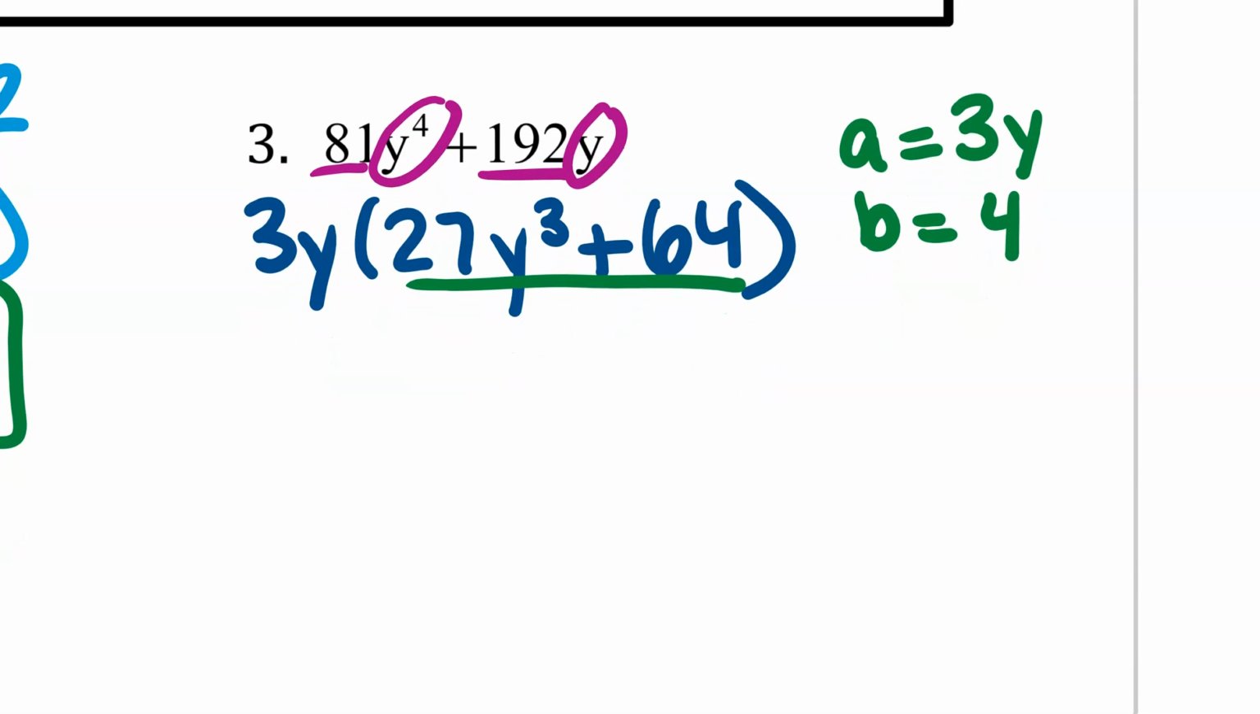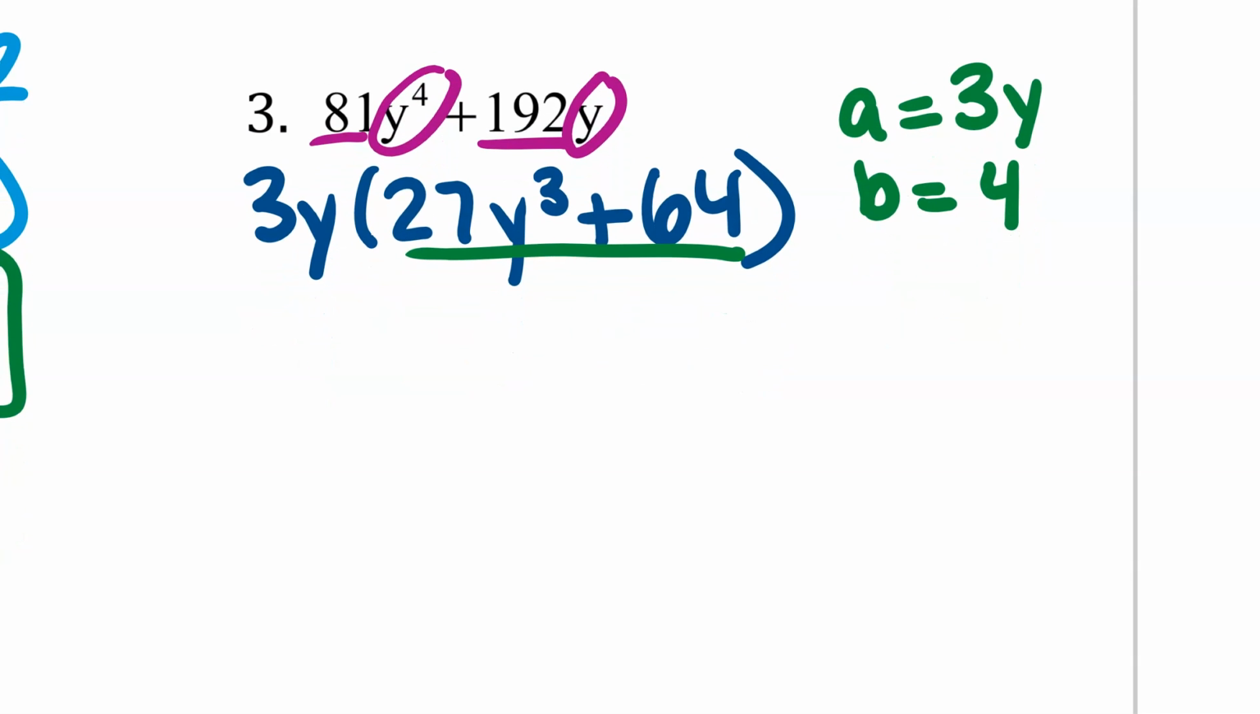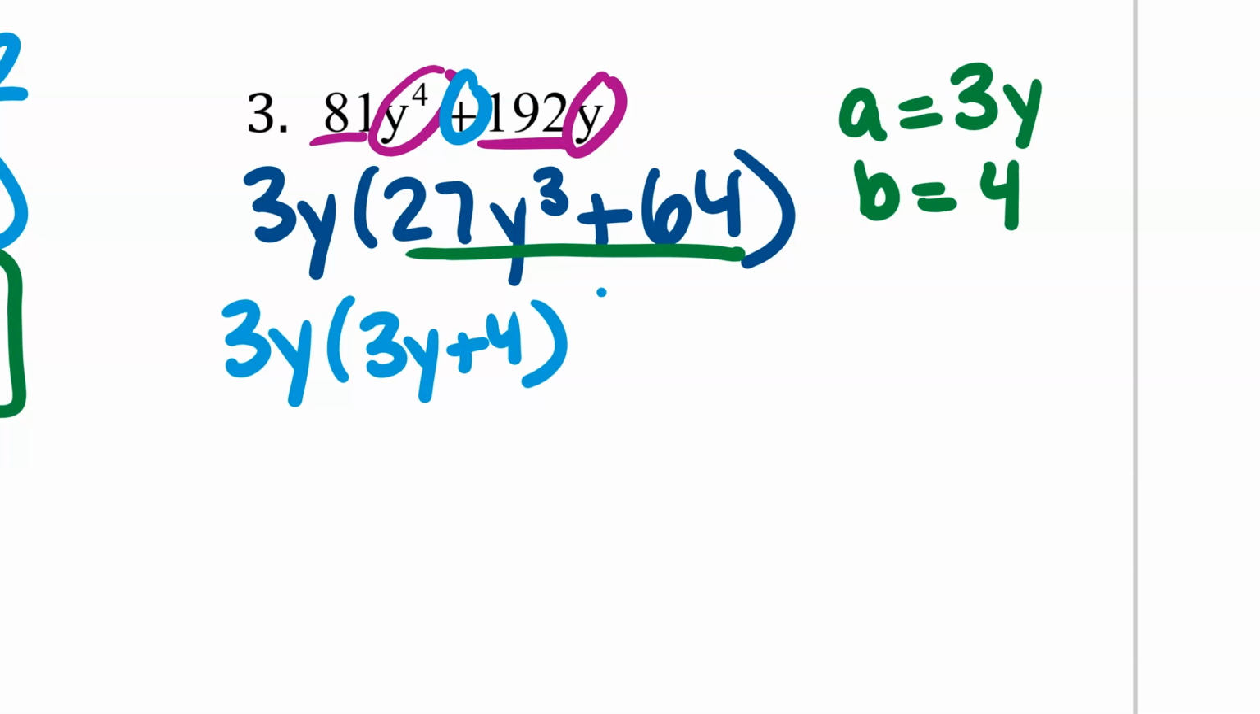Okay, now remember our pattern. I'm not going to write it on this one because hopefully we're getting used to it or we have it right in front of us. So the 3y stays on the outside. My first parenthesis, I'm going to match the sign. So a plus b, so 3y plus 4.